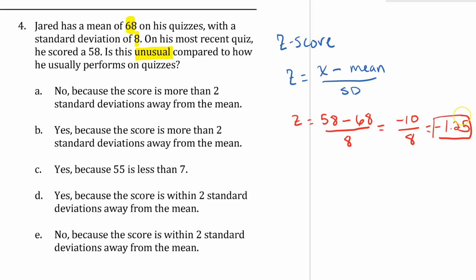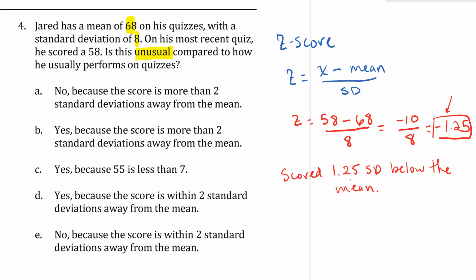So recall what this z-score represents. This just means we scored 1.25 standard deviations below the average, below the mean. Now, how do we know it's below? Well, first, 58 is lower than 68, but also the fact that our z-score is negative tells us that we're below the mean. So, is that more than 2 standard deviations away? No, not quite. We're only 1.25 standard deviations away, so that doesn't seem very unusual.